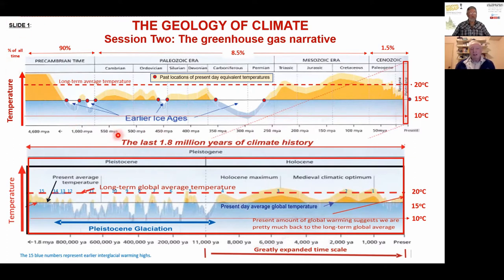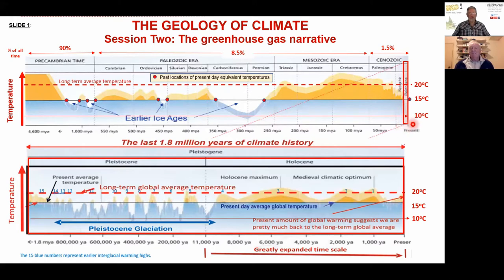The upper chart, which I'm highlighting there, is basically a chart of temperature going up the vertical axis against time from the beginning of the Earth, where my cursor is at the moment, 4.6 billion years ago, extending all the way up to the present, where my cursor is now on the right-hand side of the diagram.